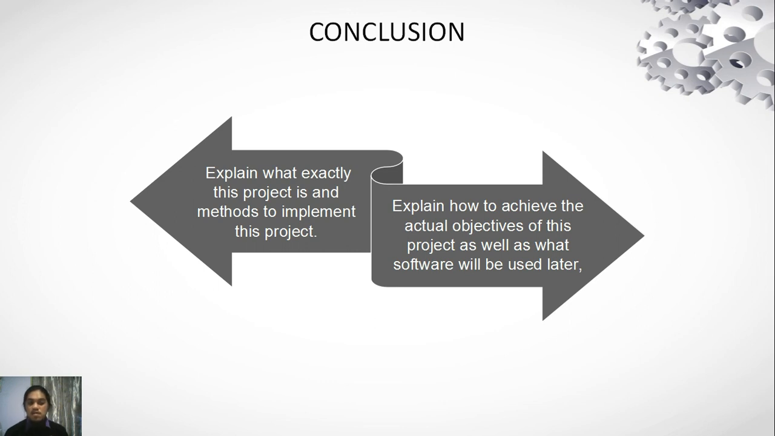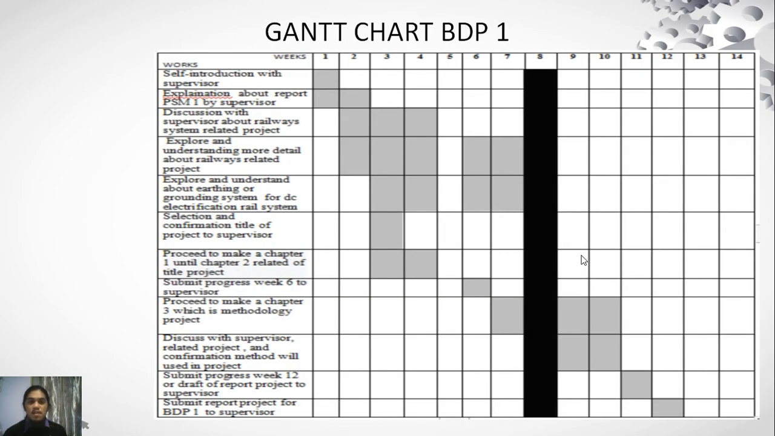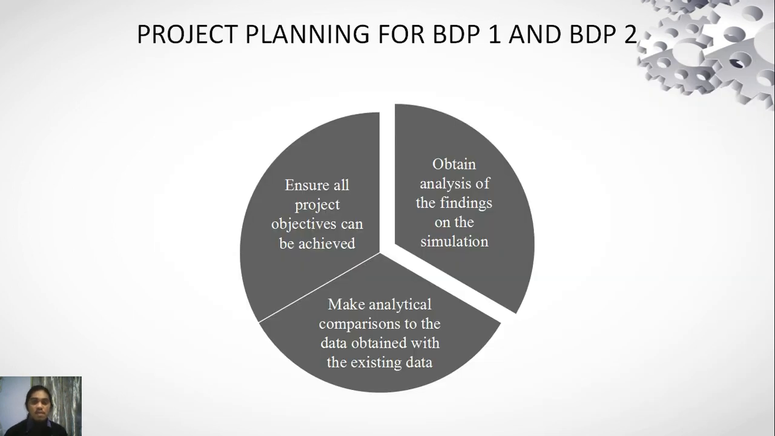However, the continuation of this paper will be implemented in PSM2 to ensure that the objective in this project can be achieved successfully. Okay, this is my Gantt chart for BDP1 from week 1 until week 12. Okay, project planning for BDP2, inshallah, is first to ensure all project objectives can be achieved. And second, make an analytical comparison of the data obtained with the expected data. And last, obtain analysis of the findings from the simulation.